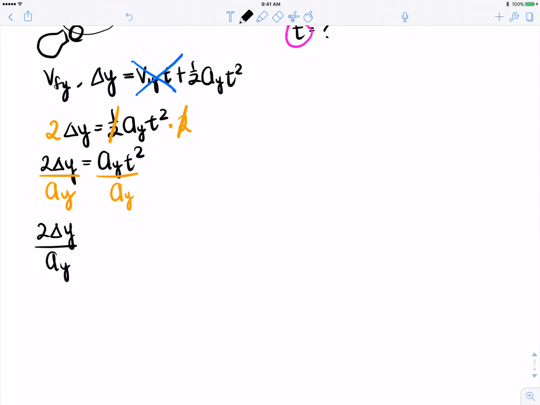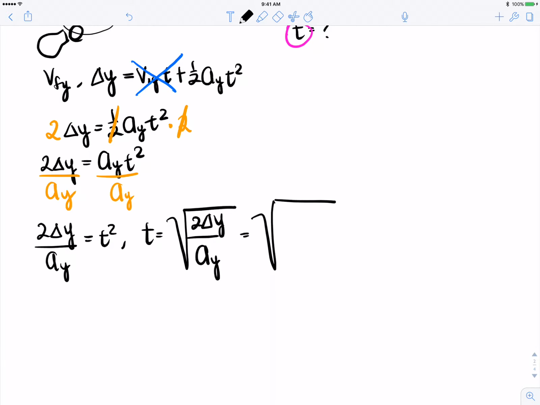and 2 delta y over a sub y equals t squared, or t equals the square root of 2 delta y over a sub y. When we plug in numbers, t equals 2 times negative 10 meters divided by negative 10 meters per second squared. The negative 10 meters and the negative 10 meters divide themselves, and we have t equal to the square root of 2 seconds squared. Now that, when you plug into your calculator, equals 1.4 seconds.